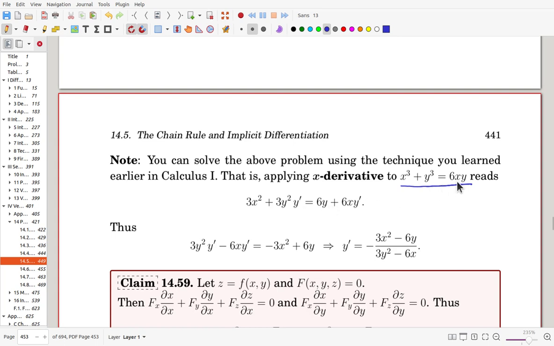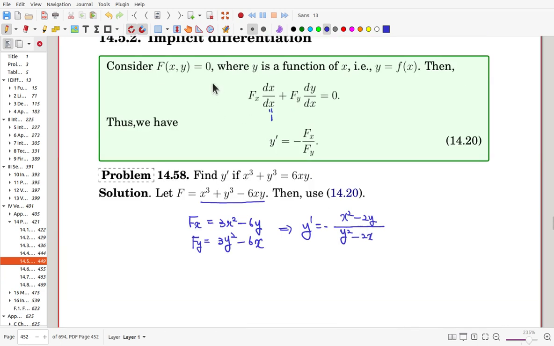Now, x is involved here, x is involved here. So by using the product rule, you can reach it here. For this one, the derivative is 6y. Now, the derivative of x for that term is 6xy prime. Now, you can solve this equation for y prime. Then you can reach this one. So you can get the same result. You can solve the problem either this way or in this way.